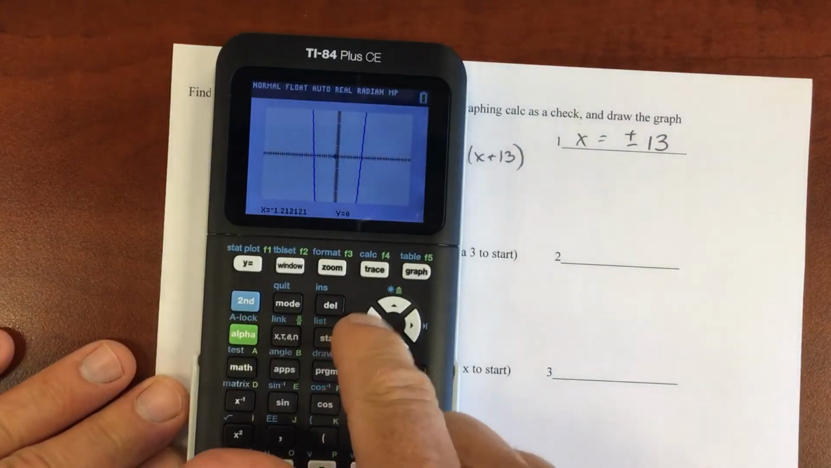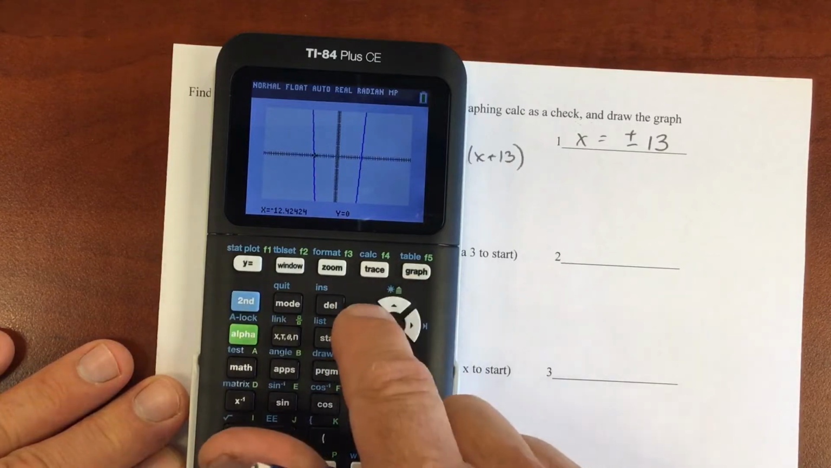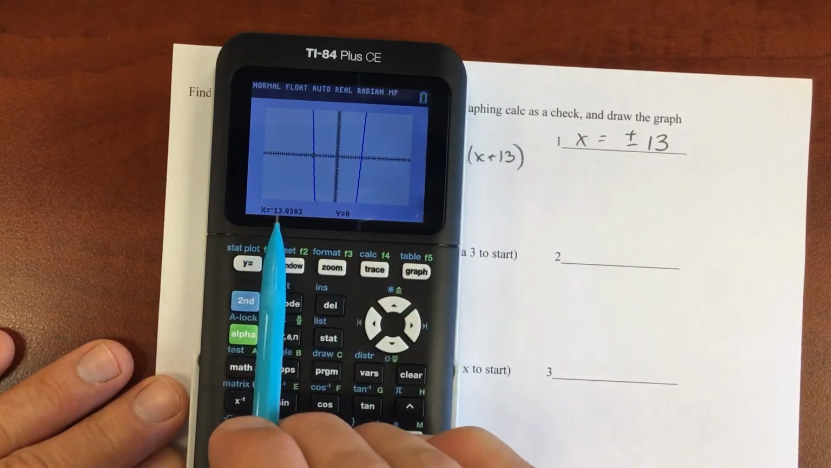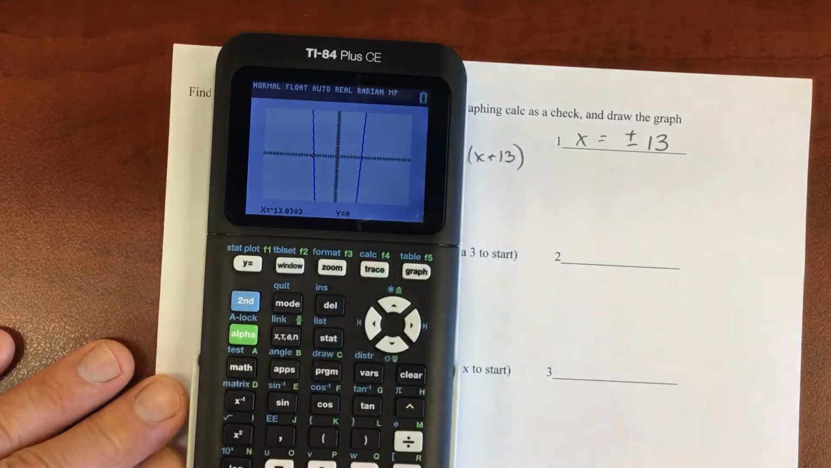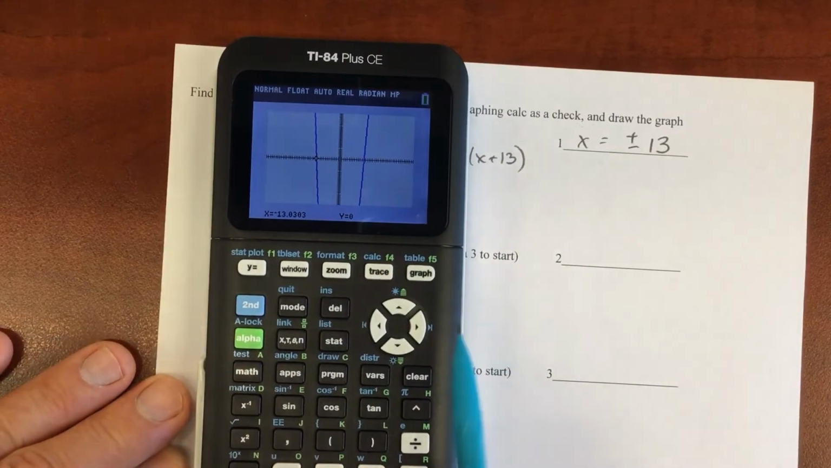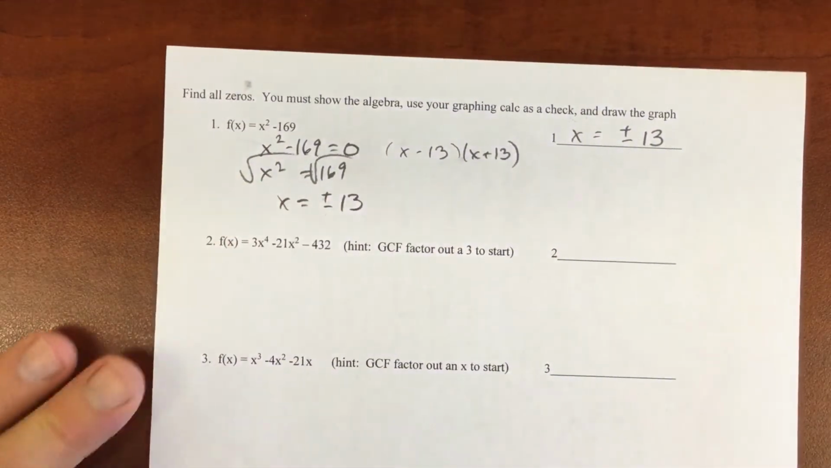So I'm going to take my little cursor over here, and what do you know? That's about negative 13 for that intercept, and I got negative 13. There's my other intercept at positive 13. So you can use these calculators to check, but you do need to show me this algebra here.